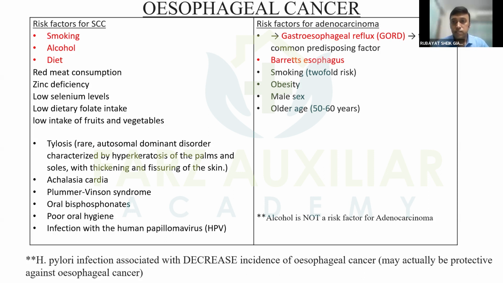And in case of adenocarcinoma, just like I mentioned earlier, gastroesophageal reflux or Barrett's esophagus, a background of these two conditions definitely indicates adenocarcinoma. So you read your question carefully. You will have these risk factors as a background to give you a clue what type of cancer this patient is having.